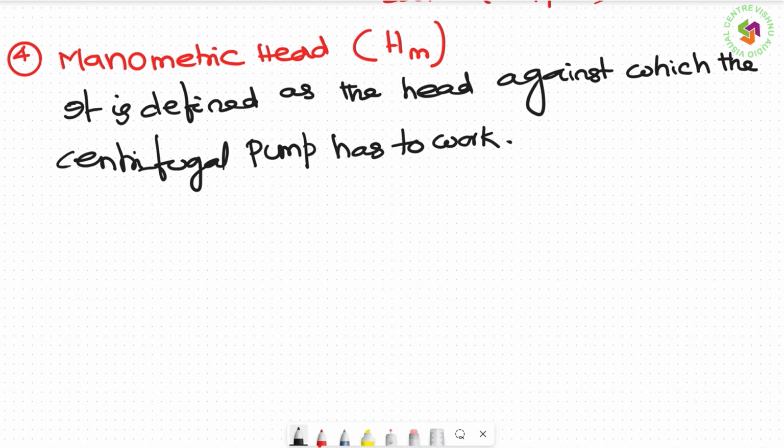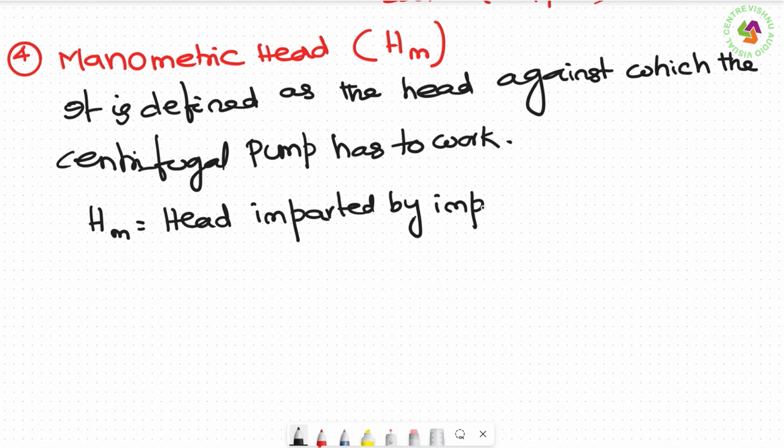So what is Hm equal to? It is the head imparted by the impeller, because the impeller does the work on water. Head imparted by the impeller to water, and when I say water, it may be water or any other liquid, minus losses in the pump.